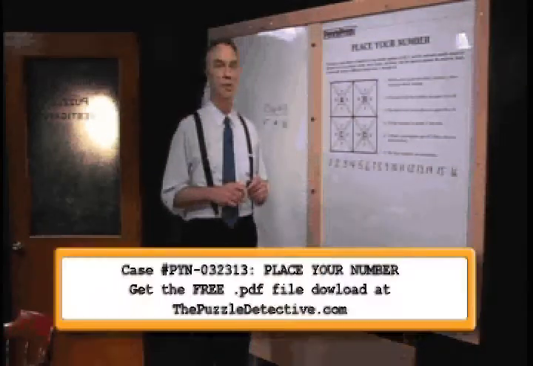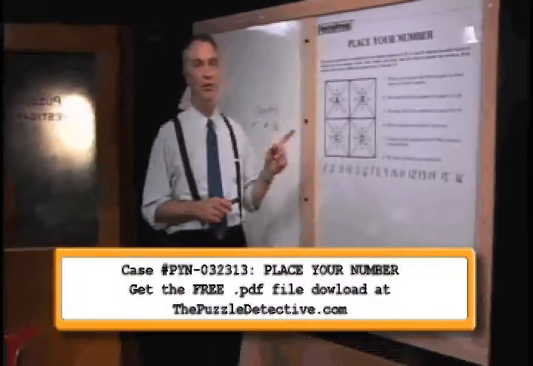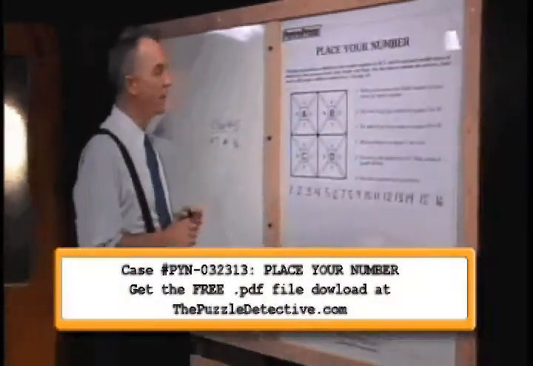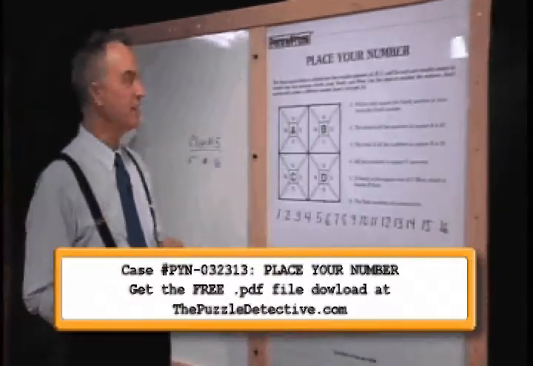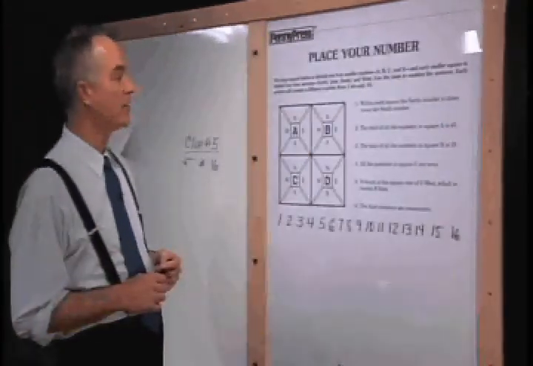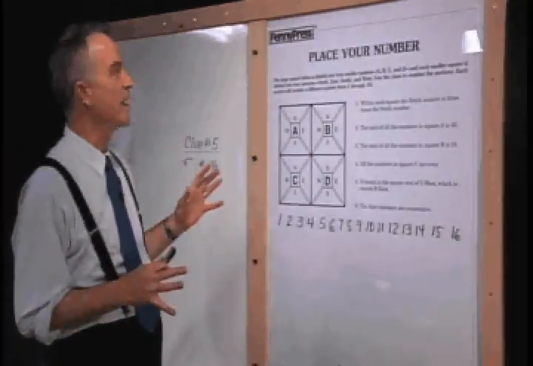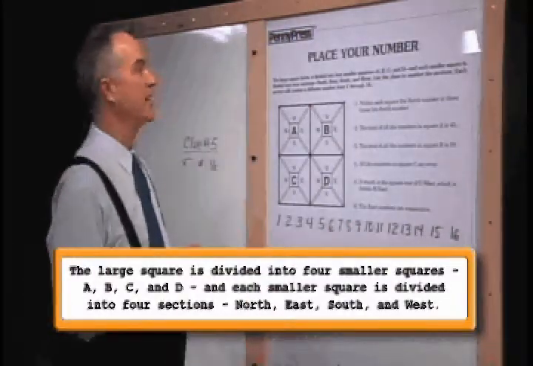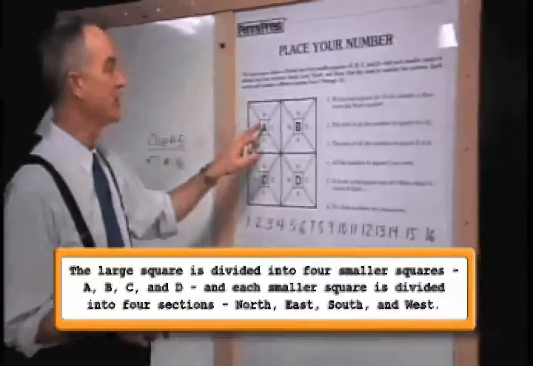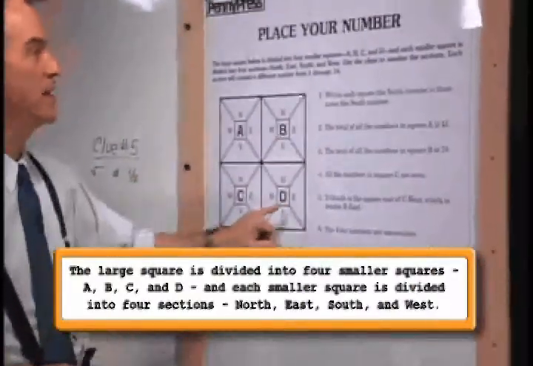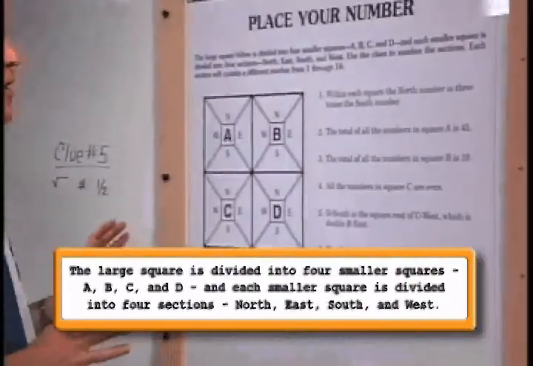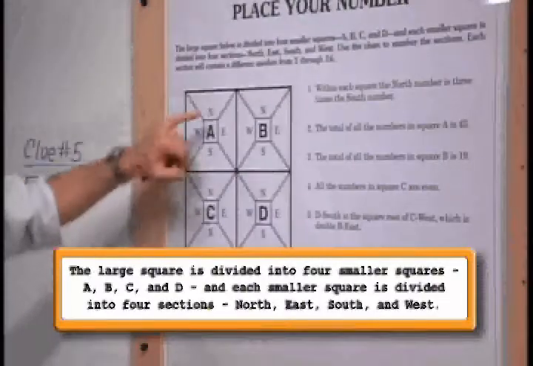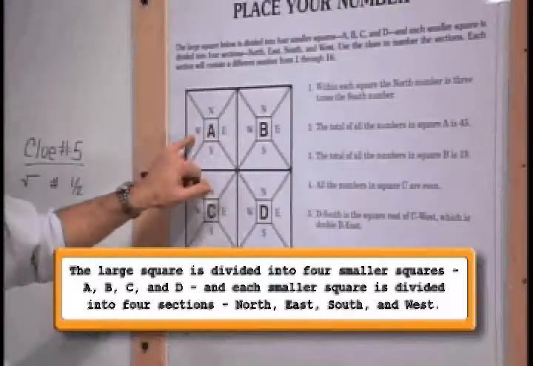The puzzle we're going to work on today is called Place Your Number. It's kind of an interesting looking grid. Let's take a quick look at it and read through the instructions on what we're going to try to accomplish with today's puzzle. The large square below is divided into 4 smaller squares, A, B, C, and D. And each one of the smaller squares is divided into 4 sections, north, east, south, and west.